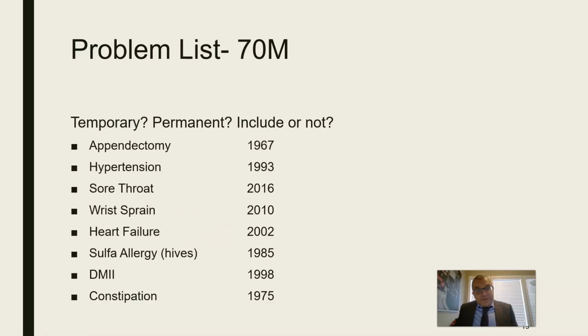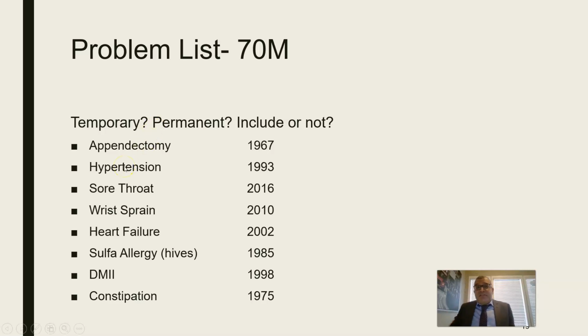So let's have an example here. A 17 male, and the question for you is: is it a temporary problem or a permanent problem, and do you include it or not. Okay, if the patient had an appendectomy in 1967, is it temporary or permanent? You can pause the video and think about these issues. So appendectomy is permanent because the patient does not have an appendix anymore, right? But it could be an inactive issue. So you can include it if it's relevant, but if not, you might not include it.